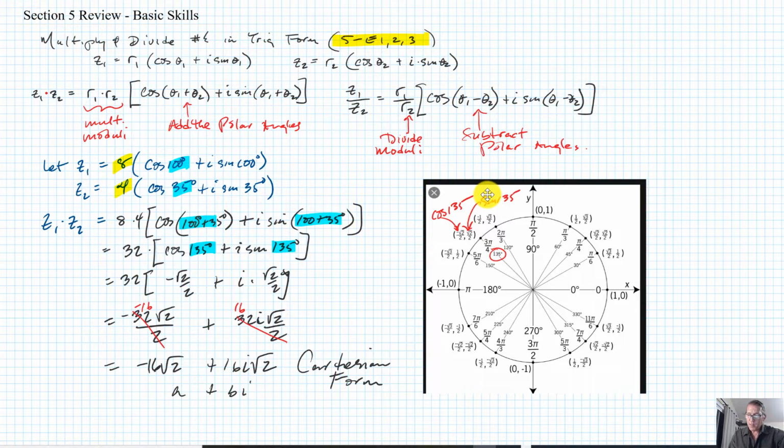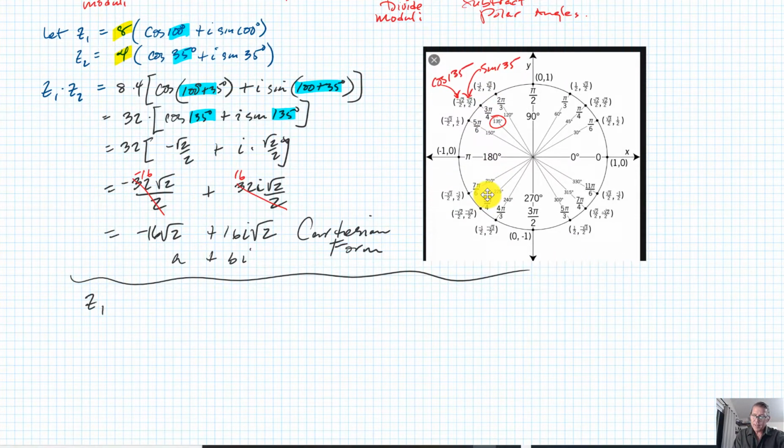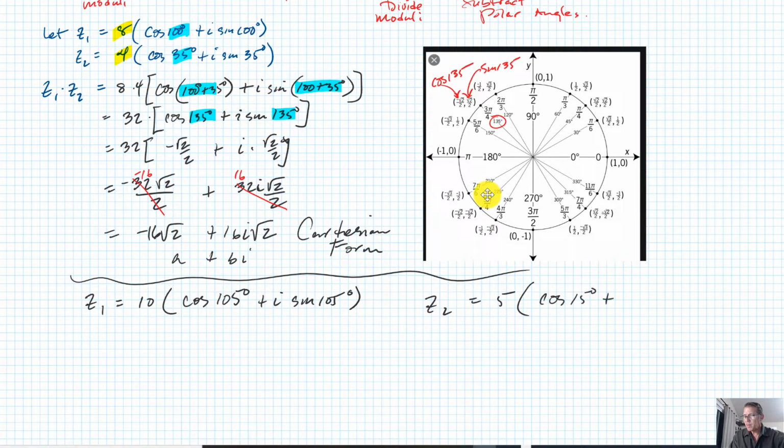Now let's take a couple complex numbers and let's divide, okay? Let's say that z1 is some different number, so let's just make up a new one here: 10 times cosine of 105 plus I sine of 105. Okay, so there's one complex number. The second one is going to be different. Let's say it's 5 times cosine of 15 degrees plus I times the sine of 15 degrees.